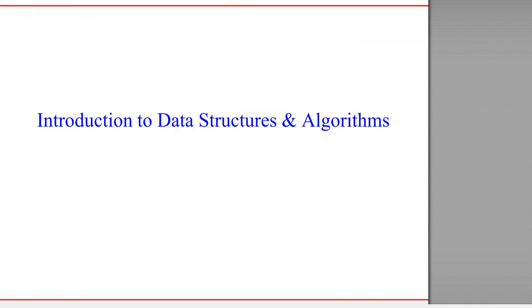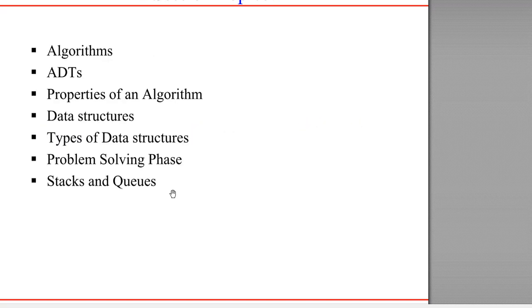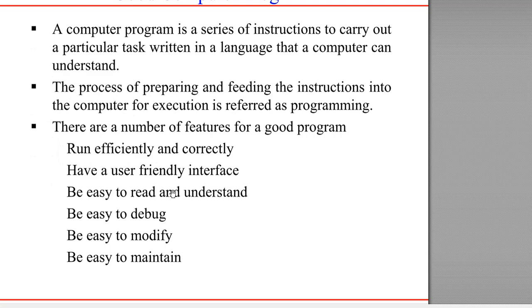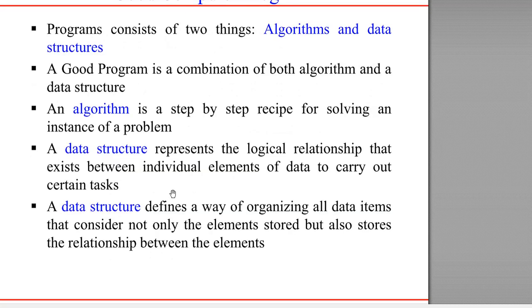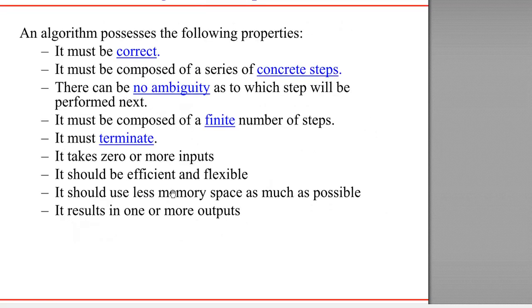So now we want to look a little bit more into space and time complexity, which is basically the analysis of algorithms. So we've already spoken about algorithms and what makes a good computer program, and all these we have already looked at. So now we want to start with some of the properties of an algorithm. Some of the properties of an algorithm are as follows.